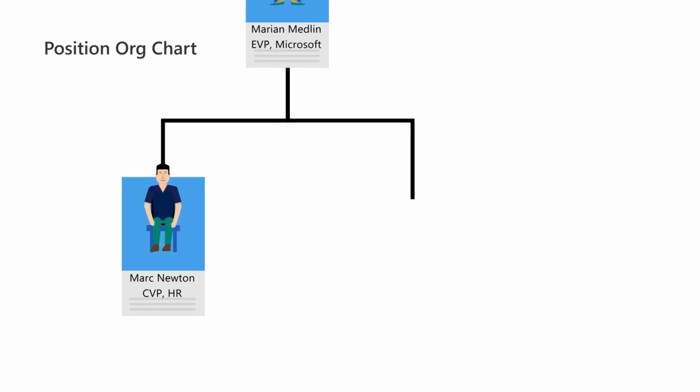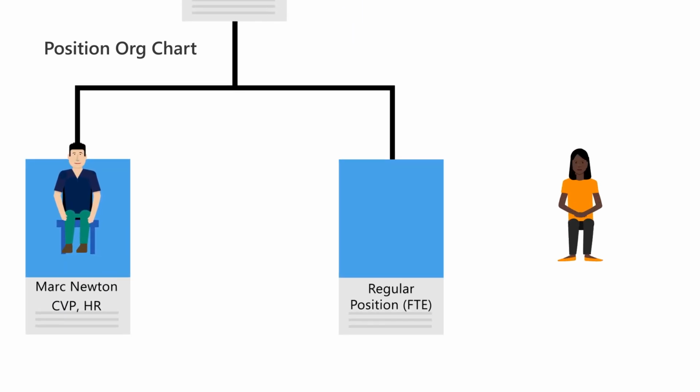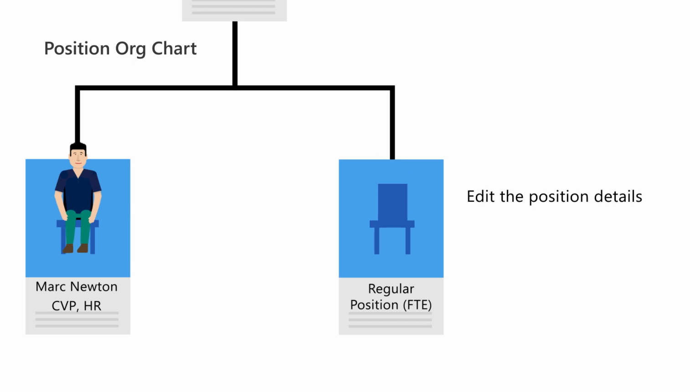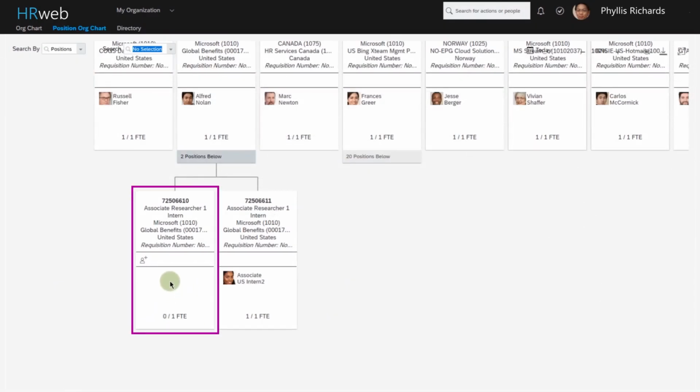It's important to understand the differences between a position and a person in the tool. Think of a position as an empty seat in your organization that can be occupied by a person. A position must exist before somebody can be placed in it, whether they are being hired externally or transferring from another position. If the seat or position is open, you can edit the position details. For example, changing the position's cost center. Open positions do not have a person's name or picture. They are tagged as 0 of 1 FTE here.